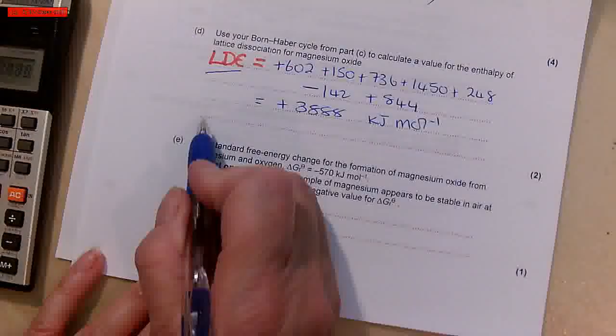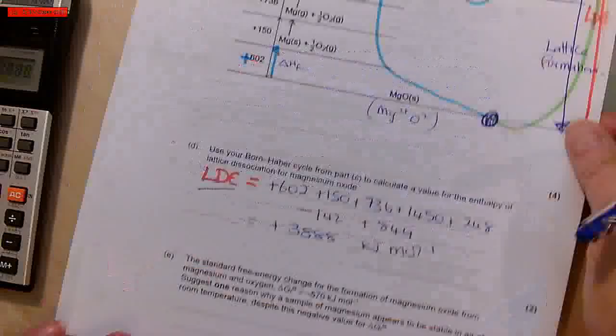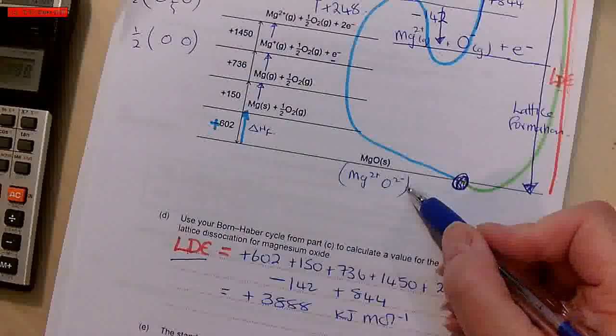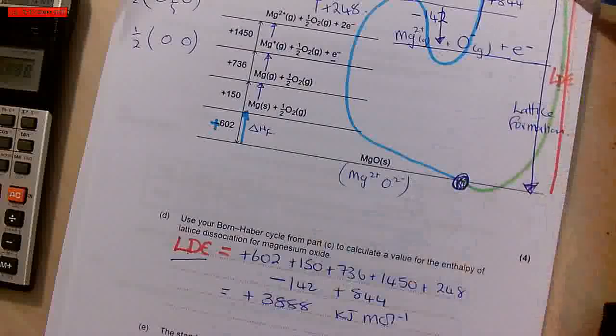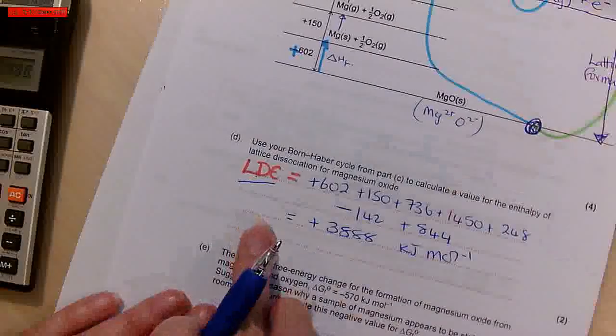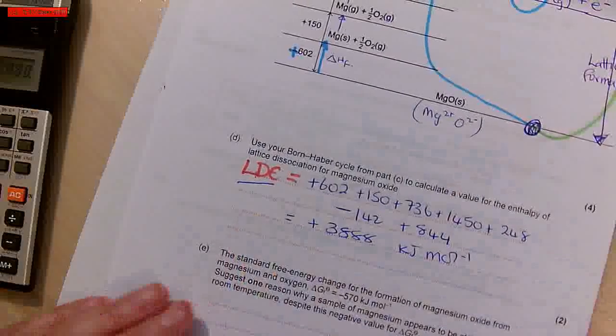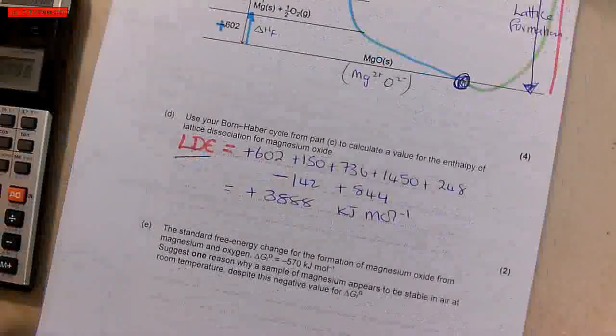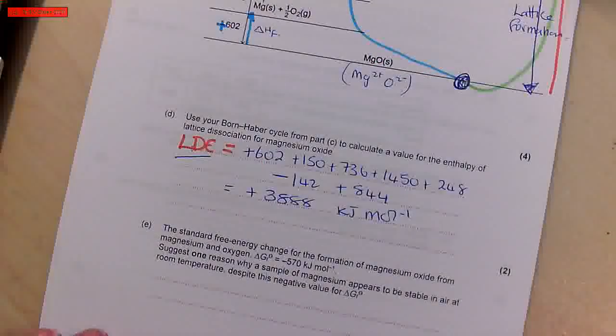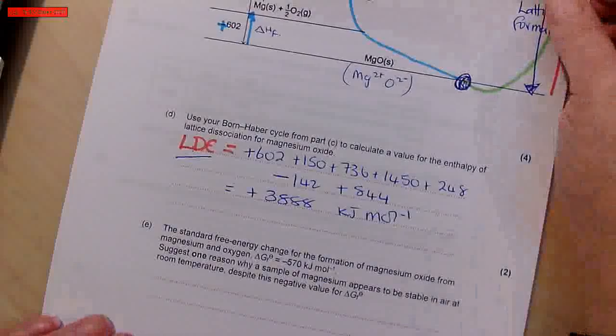Now, is that correct? It's a lattice dissociation enthalpy, so I'm having to put energy in to break up the lattice, so to go from the solid to the gas. We know it's got to be positive. My answer is positive, so that's it. I'm going to leave that as the answer, plus 3888.